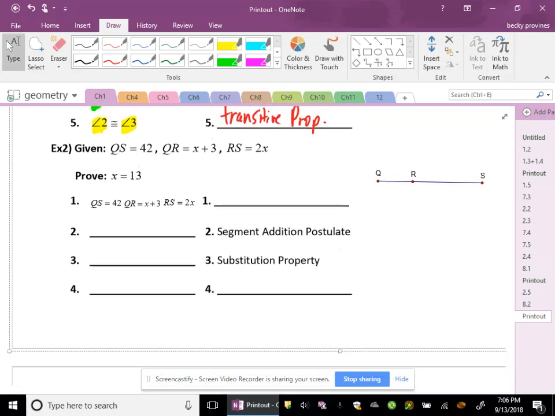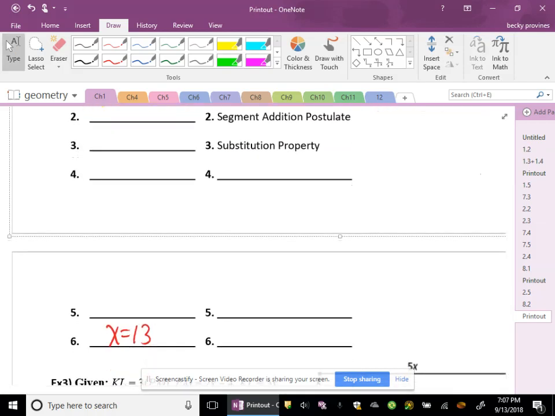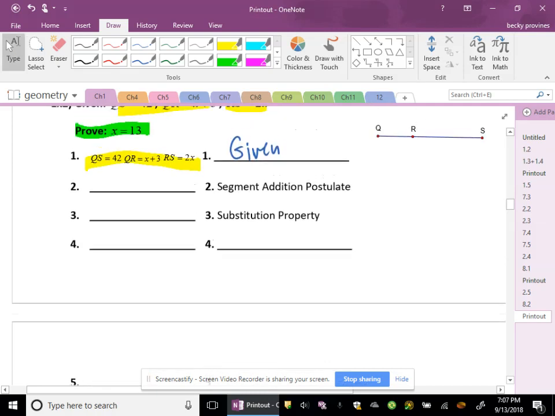Now, I give you a bunch of starting information. And if you notice, that's step number 1. You guys remember what you write first. It's a G word, given. Now, as we go through this proof, the proof statement is what we end with. So that should be the last step. So notice I went ahead and wrote this in at the bottom. So that's my goal. I have to figure out how to go from step number 1 to step number 6 and have that answer of 13 equals X.